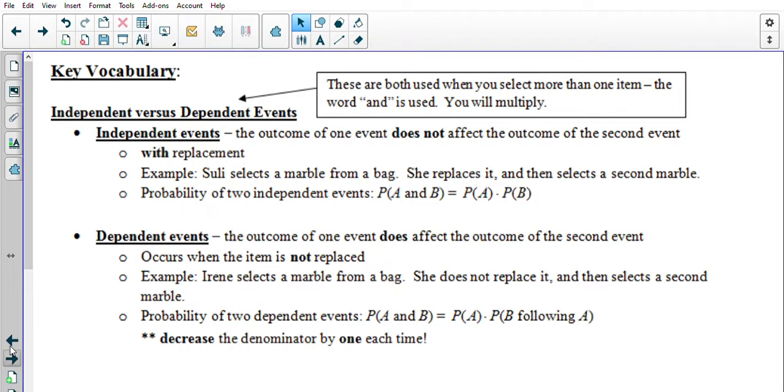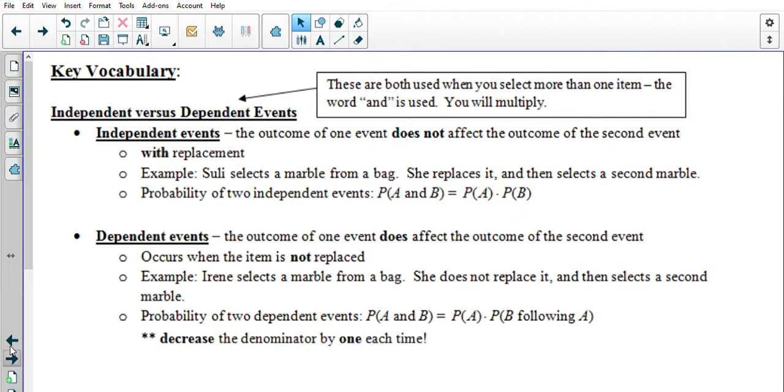So let's talk a little bit about independent versus dependent events. These are both used when you select more than one item, by the way. A lot of times you'll see the word and used versus or. You might see something then something as well. It may not use the word and. But when we talk about independent and dependent events, it's more than one event occurring.